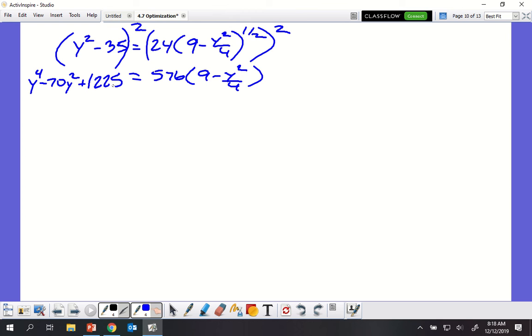So, again, I'm trying to isolate, trying to get my y's by itself. So let's go, and I gotta do a distribution here. I gotta do a distribution, so it's gonna be y to the 4th minus 70y squared plus 1225 equals, distribute this, 576 times 9.